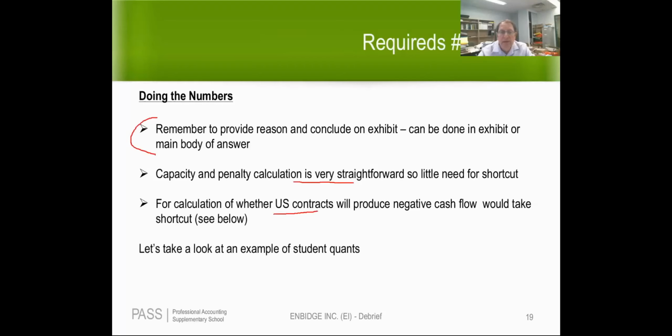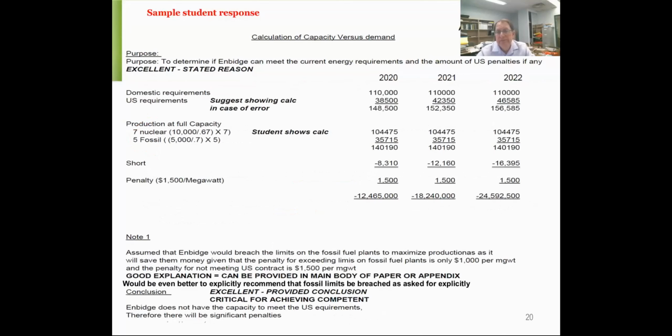All right. So people look at an example and tell me if this looks kind of familiar. I'm hoping a lot of people were pretty good with this. All right. Title. This is an example from a student. Calculation of capacity versus demand, good. Purpose, excellent. To determine if emitters can meet the current energy requirements and the amount of US penalties, beautiful. Could have separated it out, don't have to. Did it in both. Okay, beautiful.